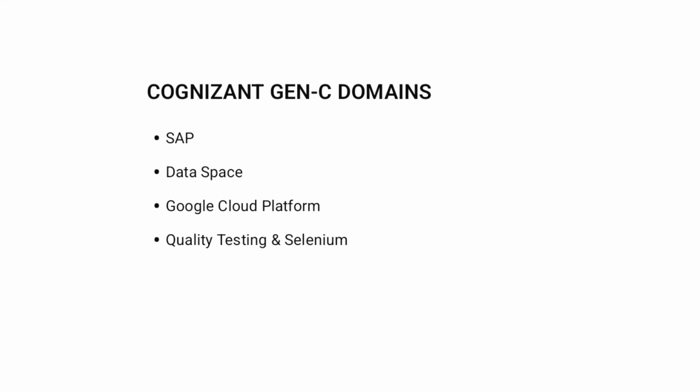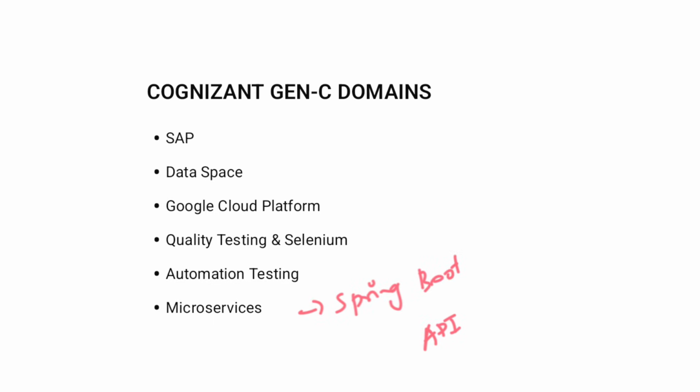Fourth is quality and automation testing. It includes Selenium, manual QA, automation frameworks, perfect for students who enjoy debugging, testing and validating software. Last is microservices. It is backend software development. It includes Spring Boot, API architecture and integration.